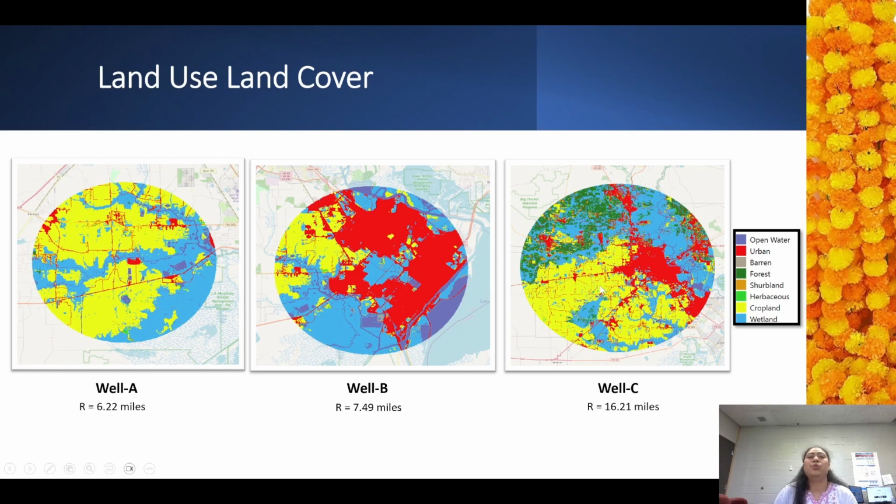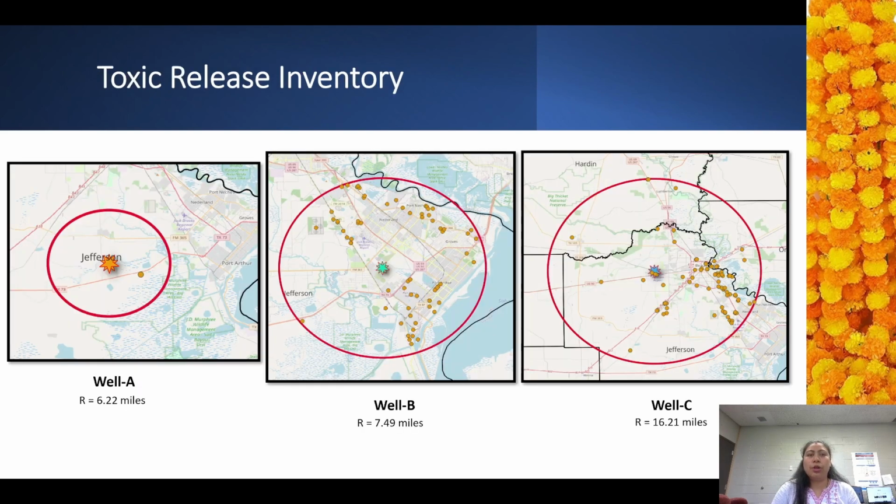So for determining which well is best for us, only the land cover could not be the best indicator. So we also downloaded the toxic release inventory from the EPA website. It gave the shapefile for the locations of possible sources of contamination. We also clipped this data for our 3 wells for the 30-year time of travel. For well A, we had the minimum number of toxic release inventory sites, whereas we had a considerably higher number of point source contaminations for well B and well C.